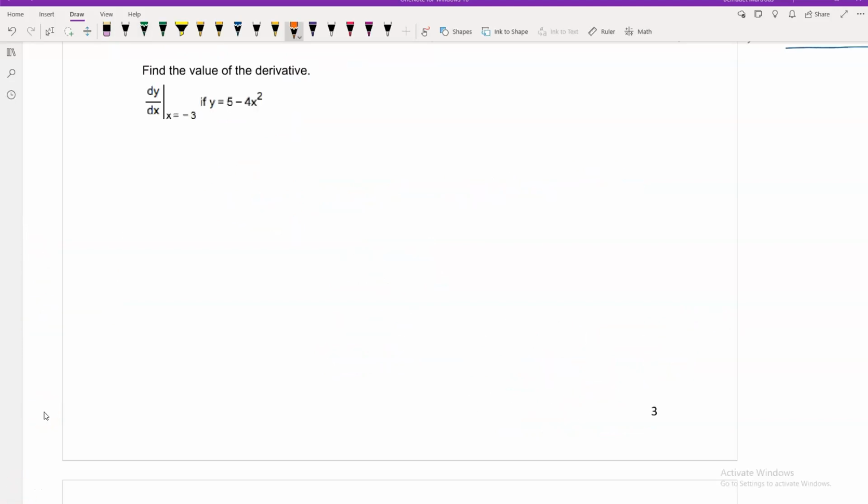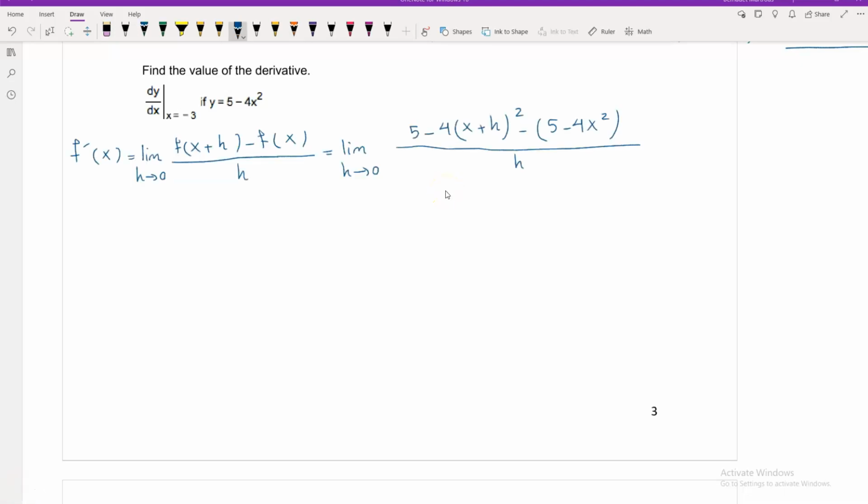Find the value of the derivative. Y is equal to 5 minus 4 times x squared, and x is -3. So here on this part, f of x plus h, that is 5 minus 4 times, instead of x, we have x plus h. Then square, minus f of x is given. It's 5 minus 4x squared. And then finally divide by h.